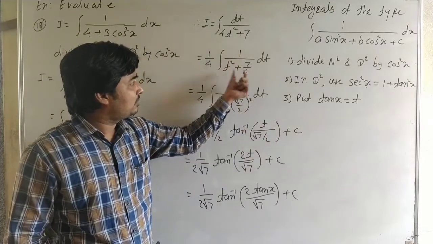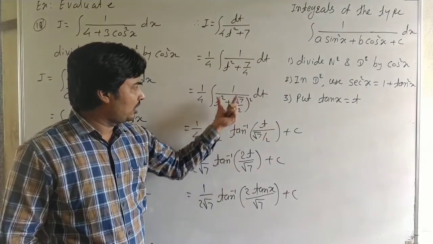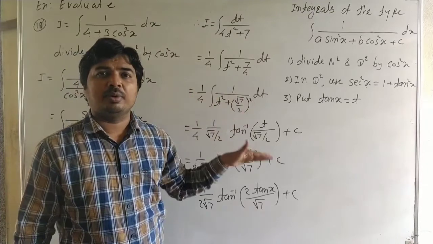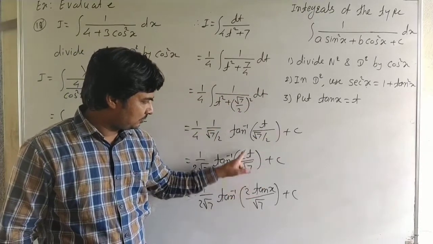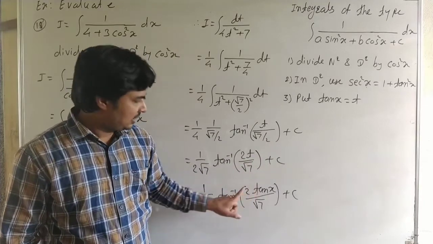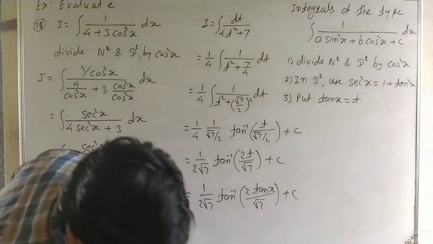Here it is already a complete square, that is the two terms x square and a square. Then we use the formula 1 upon x square plus a square, that is 1 by a tan inverse x by a. Here with respect to t, and last we put the value of t. Okay, then that is the last answer. Okay, see carefully this. Now we see the next example.